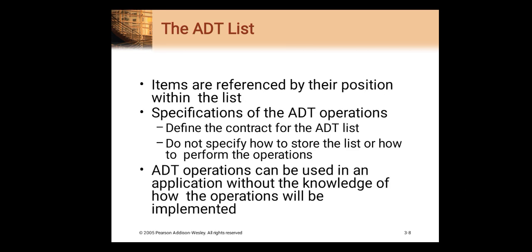In the data list, each atom is referenced by its position within the list. What do I mean by this? If we have student records, then how will we identify a particular student? With the help of their roll number. Suppose I want to search for a particular detail about a student, I will just search by their roll number. So each atom is referenced in the list with the help of its position.